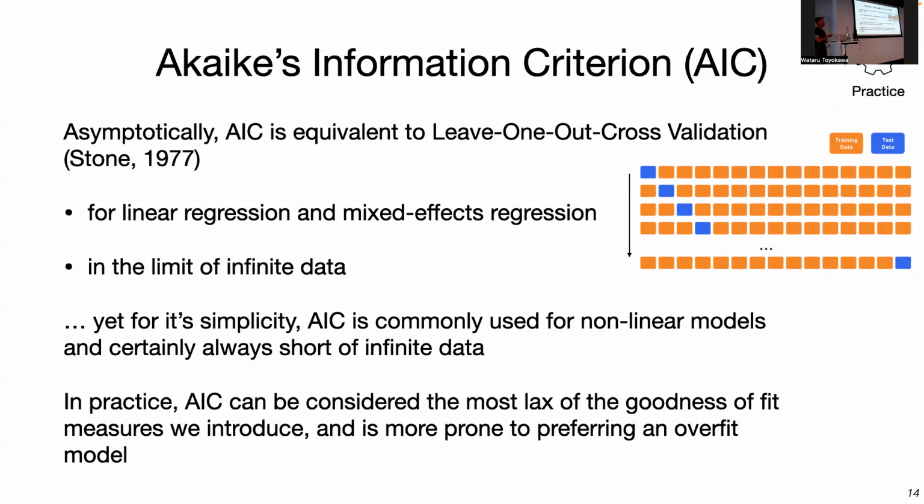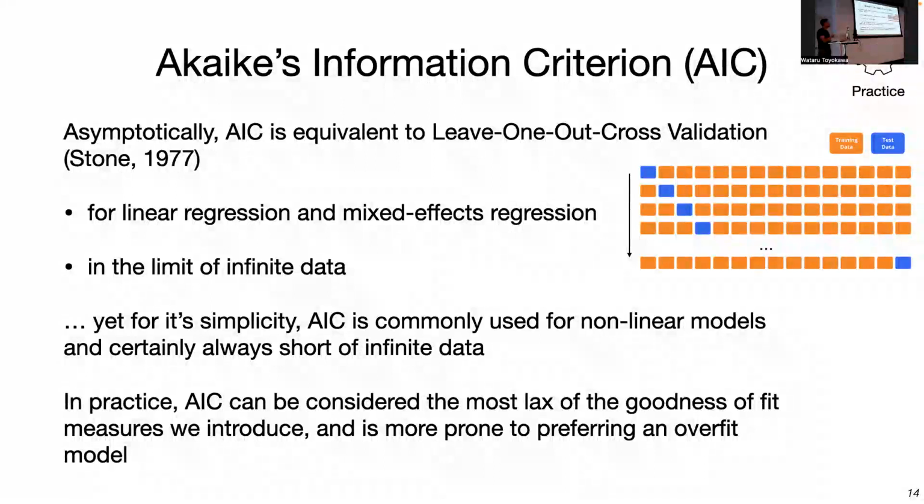But it also has this additional asymptotic equivalence to leave one out cross-validation. Leave one out cross-validation is where you take the data and you iteratively leave one data point out from the training data. We fit on the training data and we test on this one left out data point, and we repeat across the whole data set. So AIC in practice is equivalent to this leave one out cross-validation for linear regressions and for mixed effects regressions, and in the limit of infinite data. So this is maybe the less esoteric interpretation of what AIC is trying to capture.